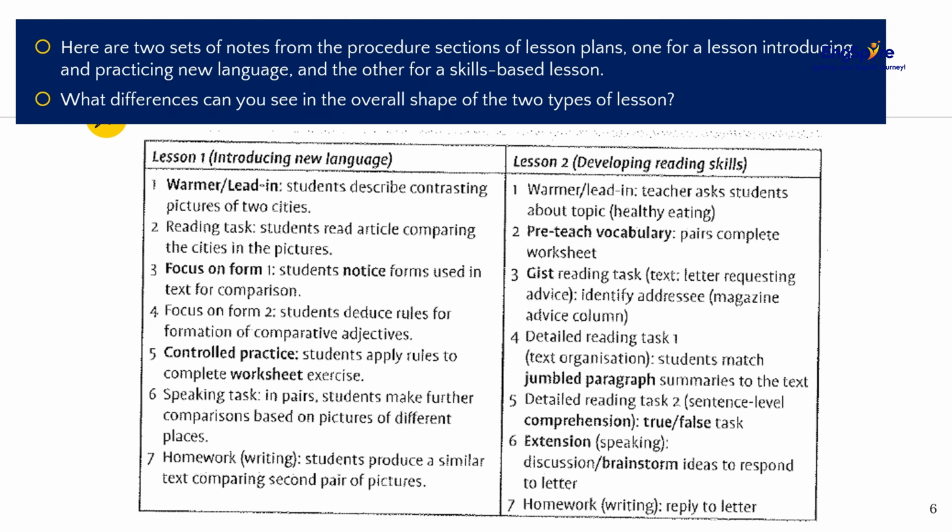Look at lesson 2. This is a skill-based lesson, and the aim is different. Here, the goal is developing reading skill, not teaching a grammar point. Students first prepare for the text, then complete a gist reading task to understand the main idea. After that, they do detailed reading tasks, such as matching paragraph summaries to the text and answering true-false questions. Finally, they discuss the topic and write a reply to the letter.